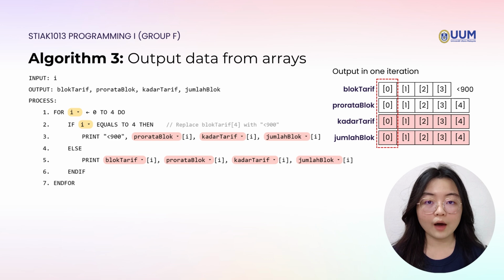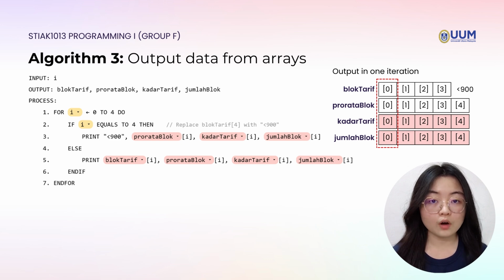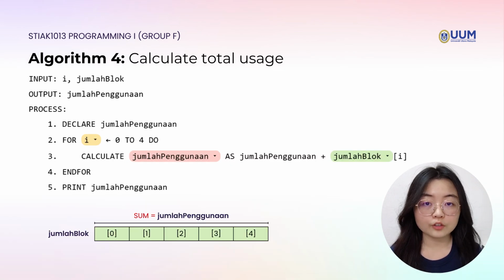Algorithm 3 outputs 5 rows of data from the arrays. I is used for the iterative process and decision control. Block tariff, berata block, kadar tariff, and jumlah block arrays all contain values. The values at the same index in all of the arrays are read and printed in the iteration process. When I equals 4, the value of block tariff 4 is replaced with the text "more than 900" by using a decision control. Algorithm 4 calculates the total usage.